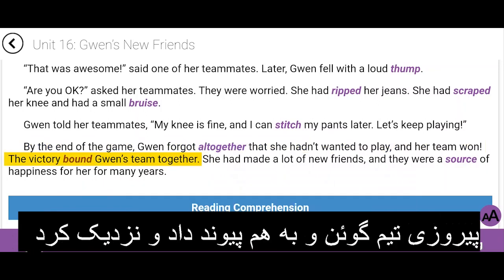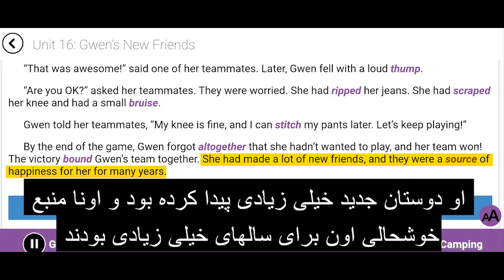team won. The victory bound Gwen's team together. She had made a lot of new friends, and they were a source of happiness for her for many years.